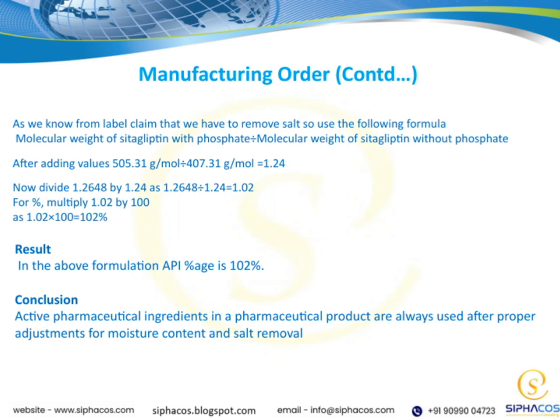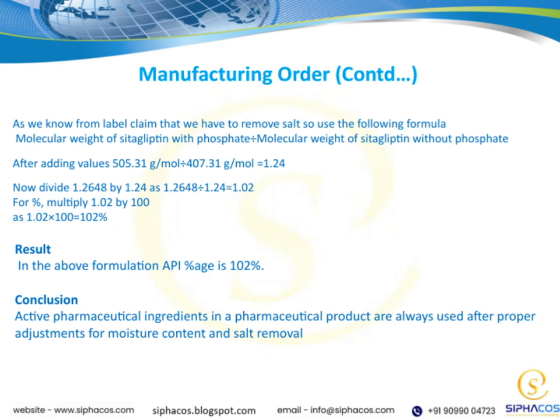Moving on to the conclusion, it's essential to remember that active pharmaceutical ingredients, or APIs, are always used after proper adjustments. Specifically, we need to account for moisture content and any salt removal to ensure the API measurement is accurate and consistent. Now, regarding the manufacturing order, we have a specific calculation to remove salt based on the label claim.